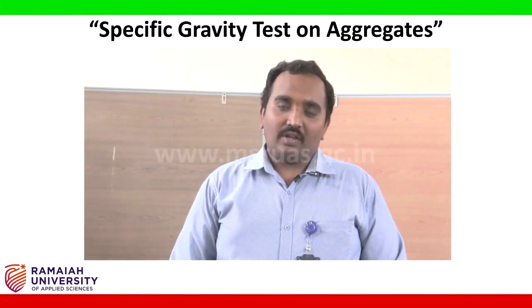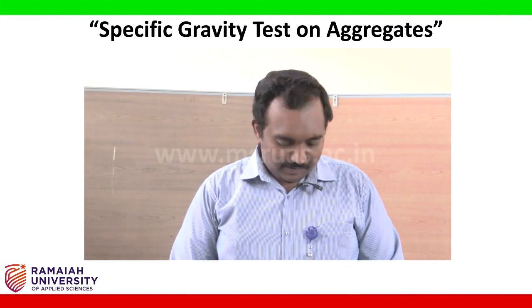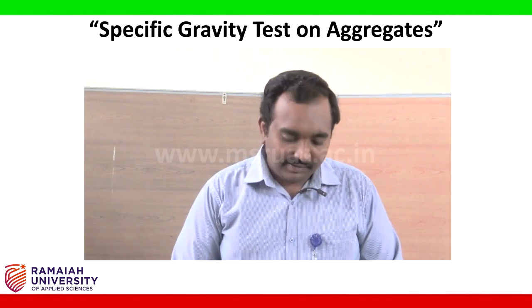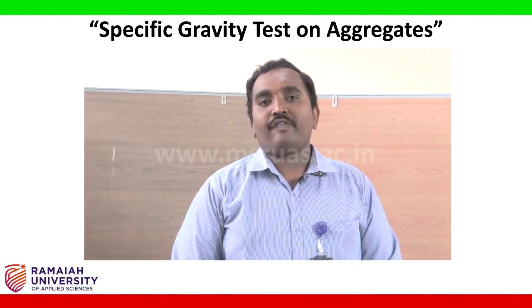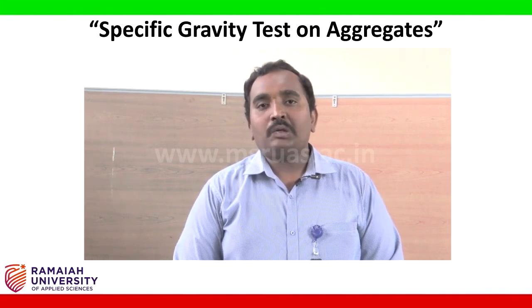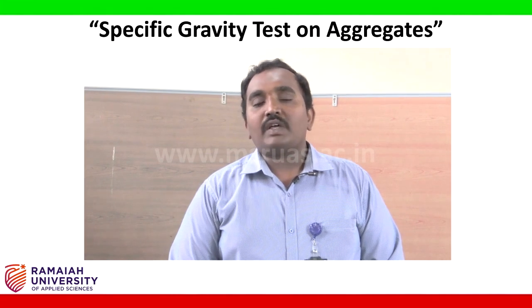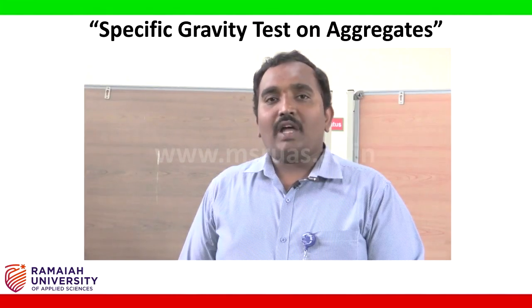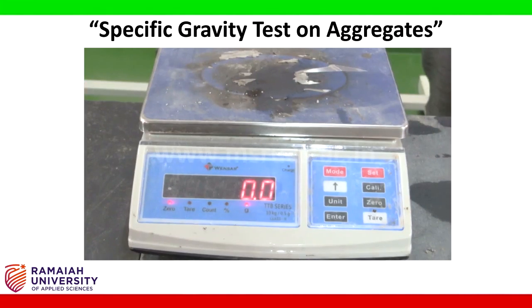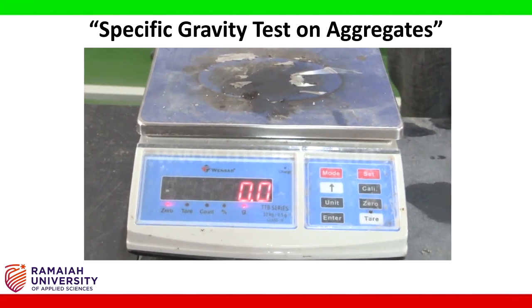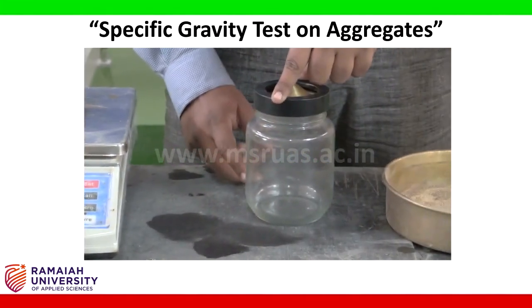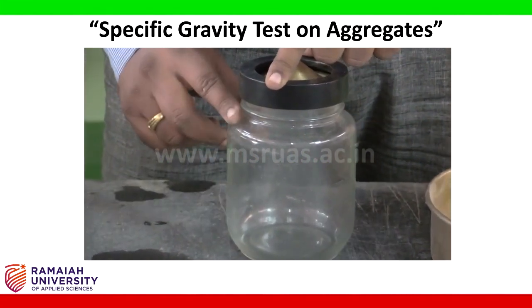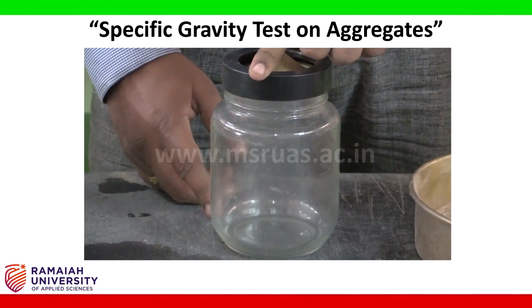Hi students, now we are doing the specific gravity of fine aggregates. So what do you mean by specific gravity? It is defined as the ratio of weight of any material to the weight of an equal volume of the standard material. The apparatus required for this experiment is the electronic weight balance of 1 gram accuracy, and a pycnometer. Generally this pycnometer is used to determine the specific gravity of finer material.